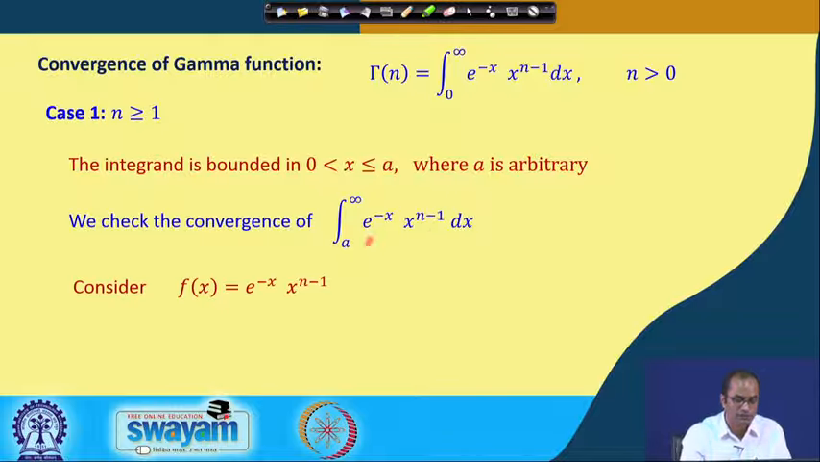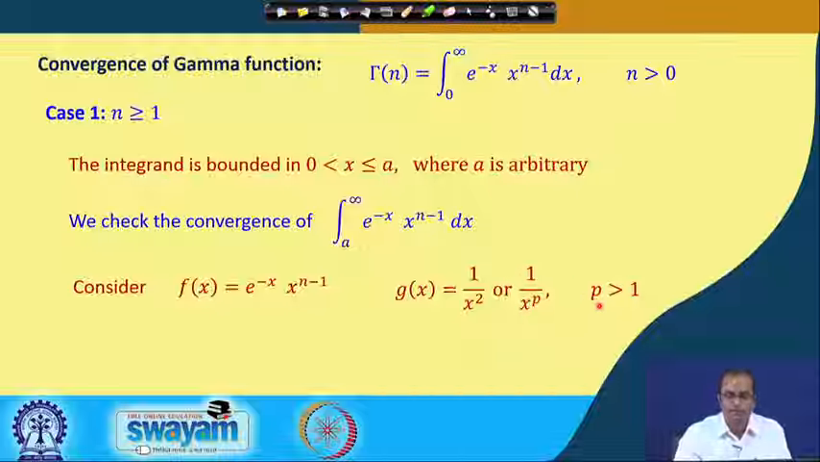So, here this is our integrand f x, e power minus x, x power n minus 1, and based on this behavior of this function as x approaches infinity, because of this x here, we will consider this g x, 1 over x square or anything, 1 over x power p, where p is greater than 0. Anything we can take, either 1 over x square or 1 over x power p when p is greater than 1. What is the reason for taking this?